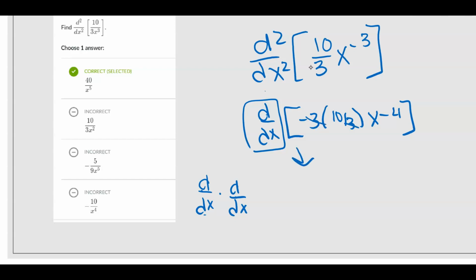Well, those 3's canceled. So then you get -10 times -4 x to the -5th, which gives you 40 over x to the 5th. Often we get to this point and people want to pick D because they don't realize that you have to take the derivative twice.